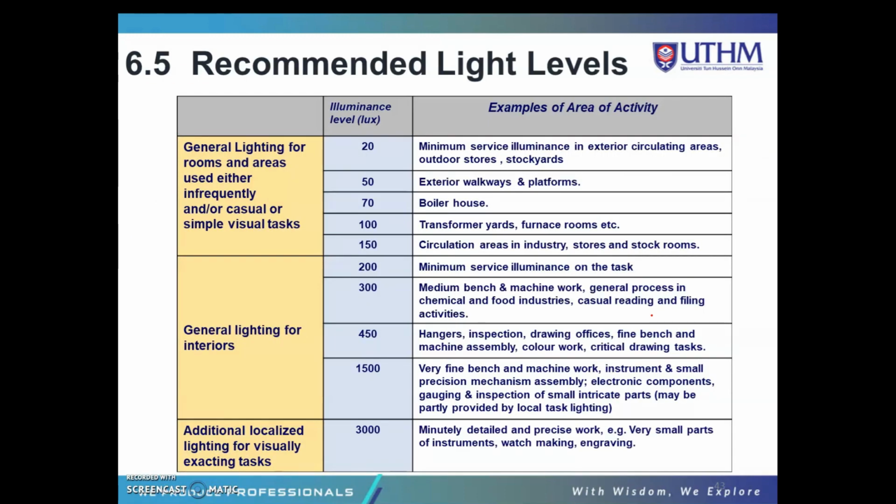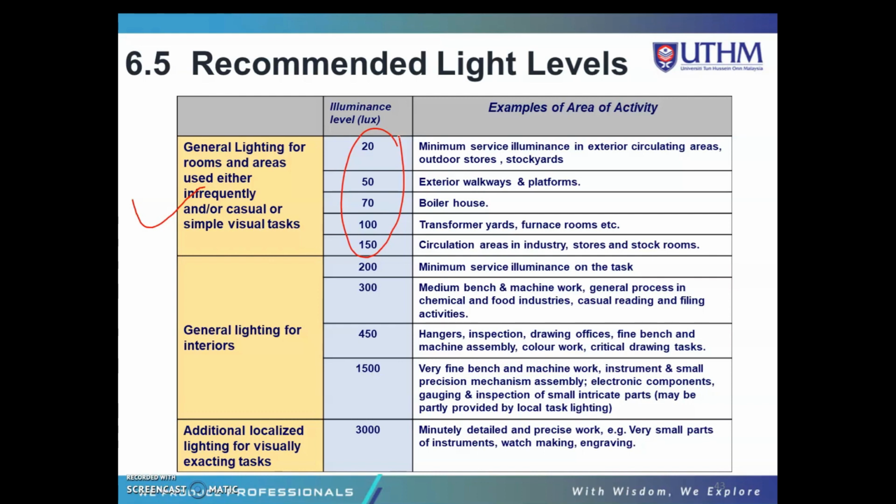Okay, this one is the recommended light levels. You can see here, for example, general lighting for rooms and areas used either infrequently or for casual or simple visual tasks. So this is the lux, the illuminance level recommended, which is from 20 to 150 lux, and then we can see examples of the area or activity.